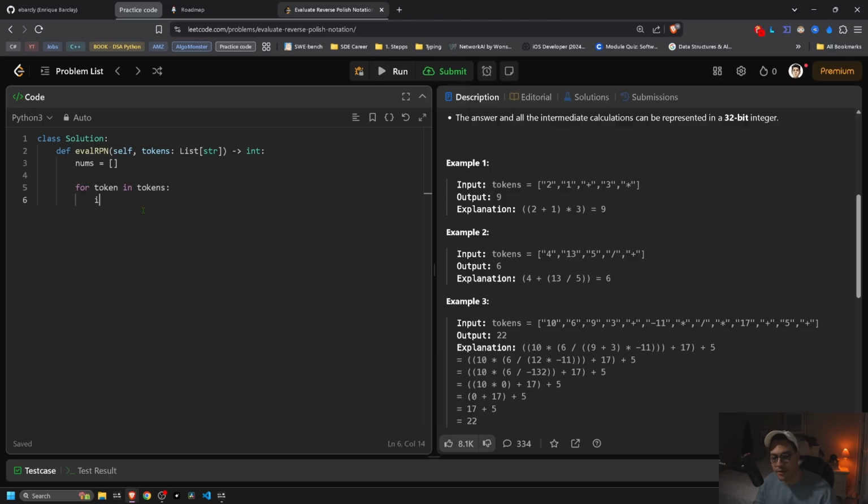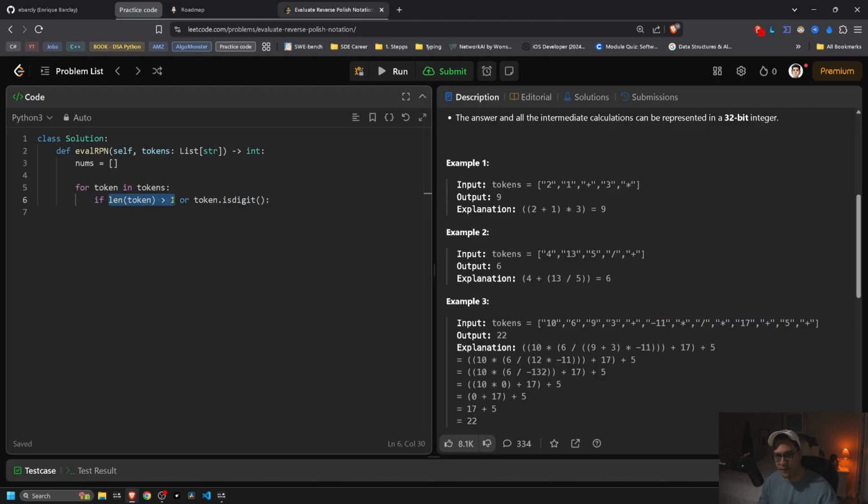So let's go ahead and do that. We're going to say if the length of that token is greater than 1, meaning that we have another element there, probably a minus sign, or the token dot isdigit, we are going to append it to the nums array, the stack up here. Let me explain that. We can have a positive number 2, that's a digit, but we could also have a negative number, which is size 2. So that's what we're checking for with this condition right here.